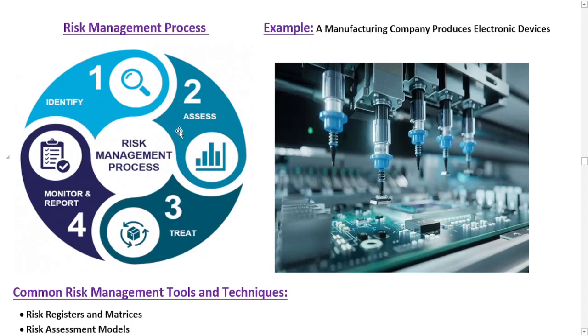The second step is risk assessment, where they need to evaluate the likelihood and potential impact of identified risk. They also need to prioritize risk based on their significance. In our case, we assume that our manufacturing company comes to the conclusion that the likelihood of the identified risk is high, and the impact could be moderate to severe.